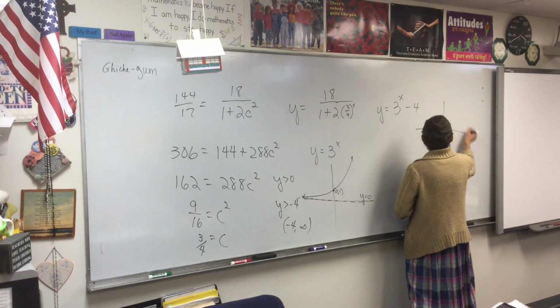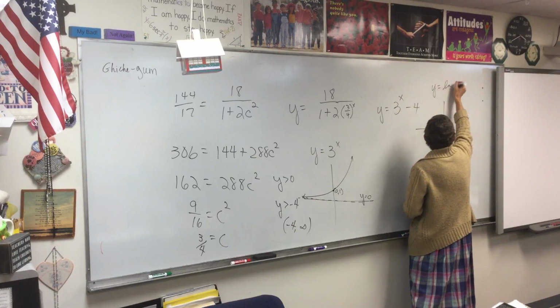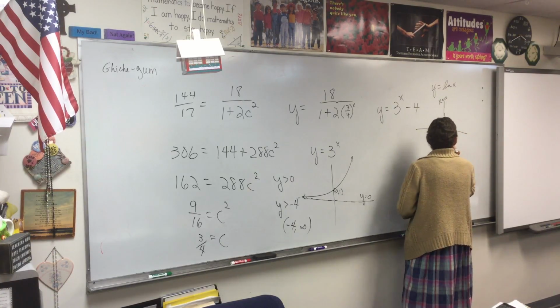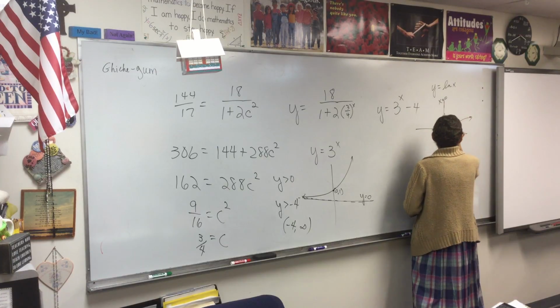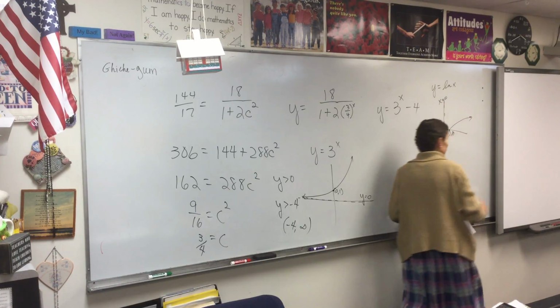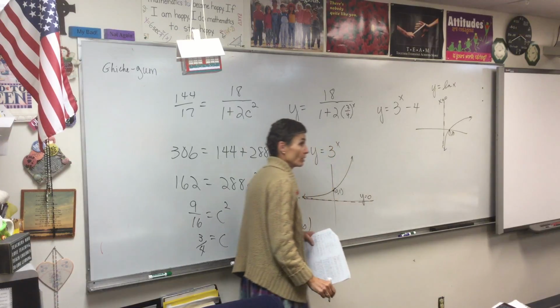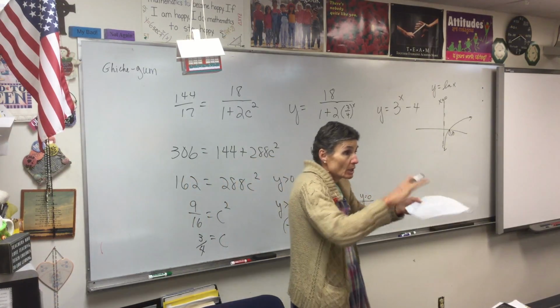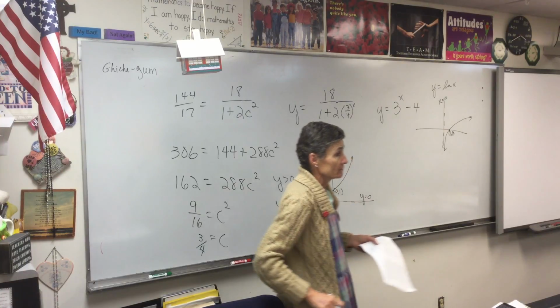Now, your BFF logarithm has an asymptote here, and looks like that. That's what your regular, generic, baseline logarithm looks like.